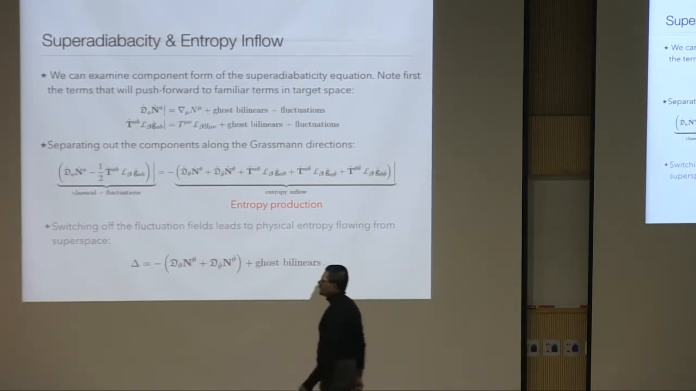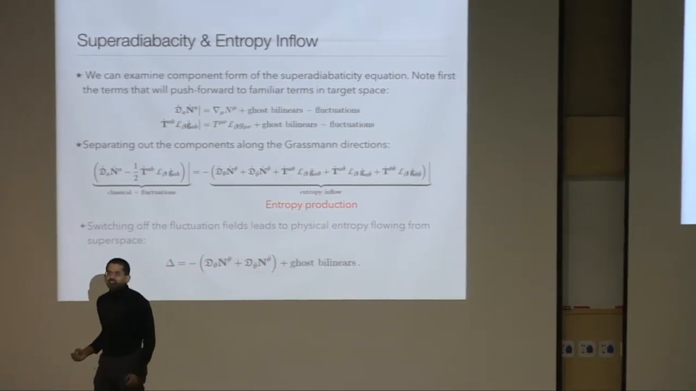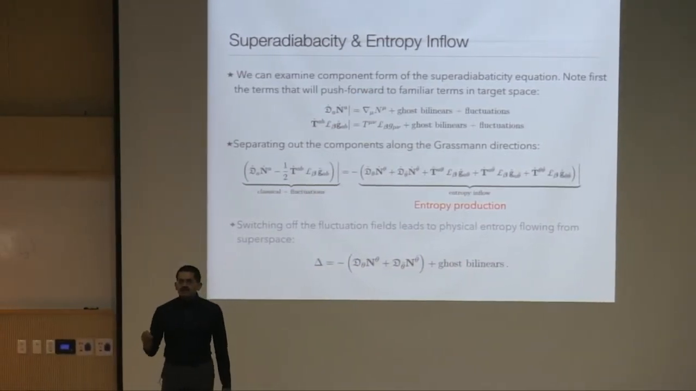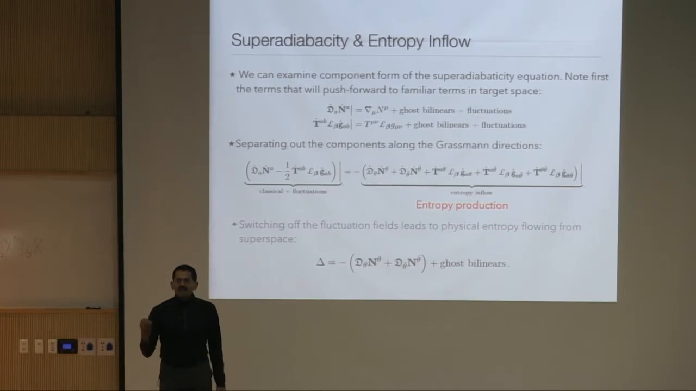Okay? So entropy production is not a mystery in this game. Entropy production is the consequence of fundamental symmetries and the fact that it's actually produced in super directions and flowing into physical space. There's a question.